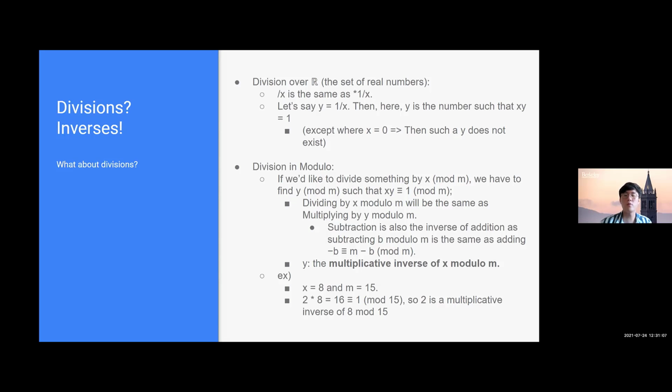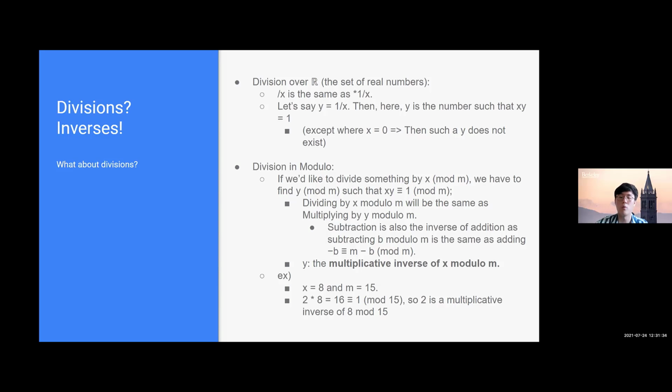You follow the same logic in modular arithmetic, but it's a little different, so try to focus. If we'd like to divide something by x mod m, as we did in the reals, we're going to find some number y mod m such that xy is congruent to 1 in our modular system. So dividing by x modulo m will be the same as multiplying by y modulo m, right?